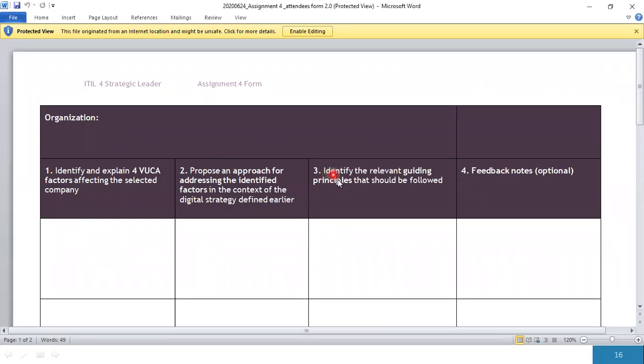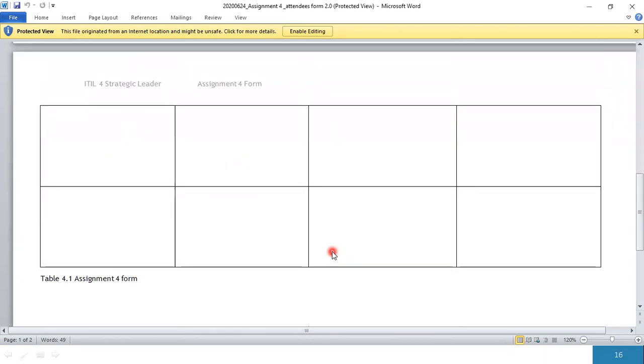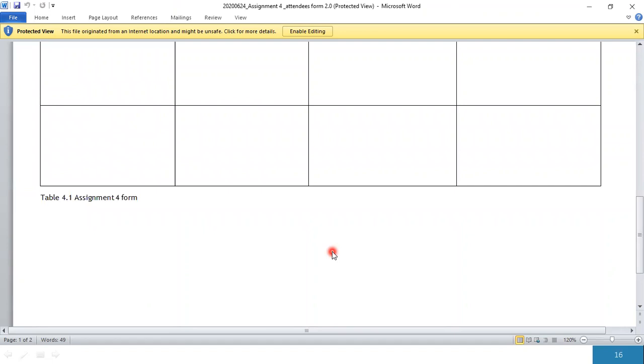Question 3 is identify the relevant guiding principles that should be followed. So all the 3 columns, the information should be aligned to each other. So if you pick up one VUCA factor, then the approach for that factor should be mentioned here, and the principle related to that factor and approach should be mentioned here. So that's all we have in this form.